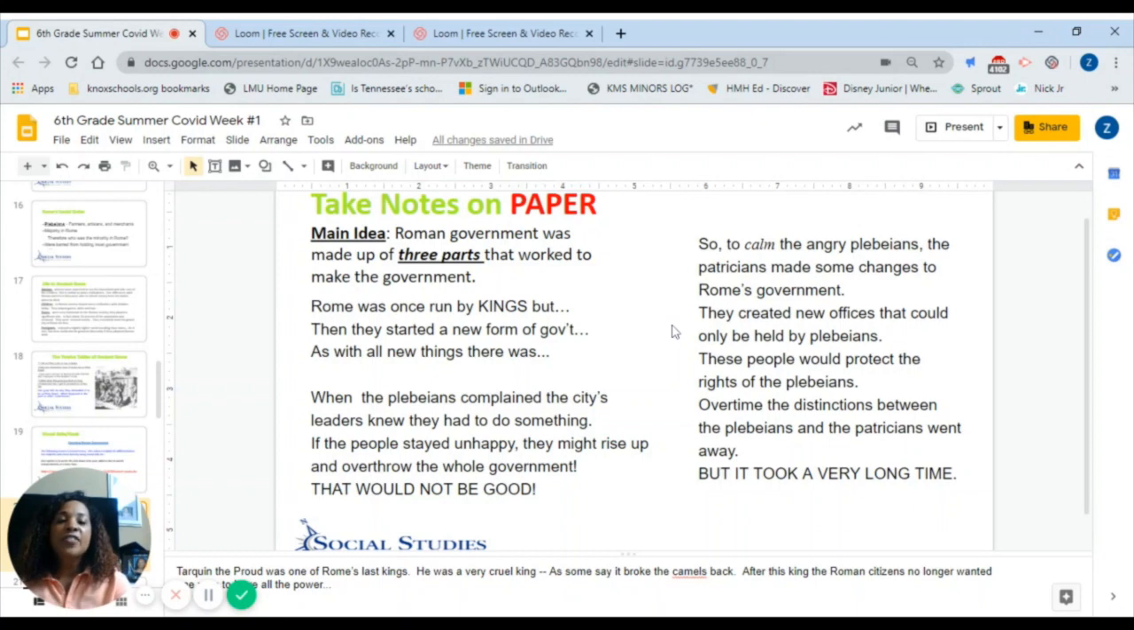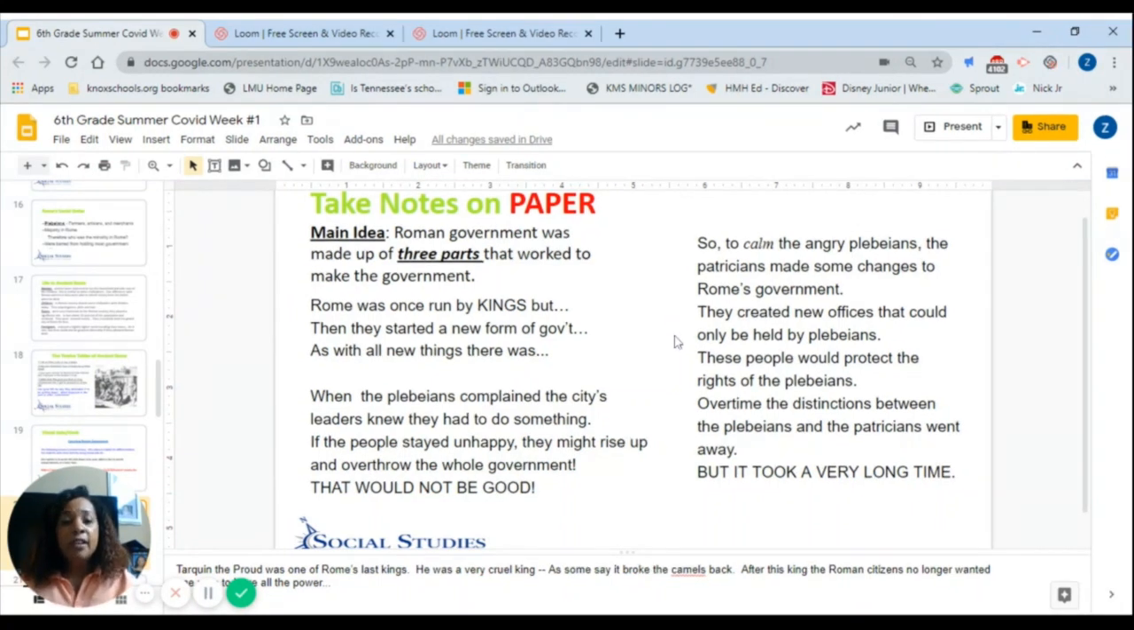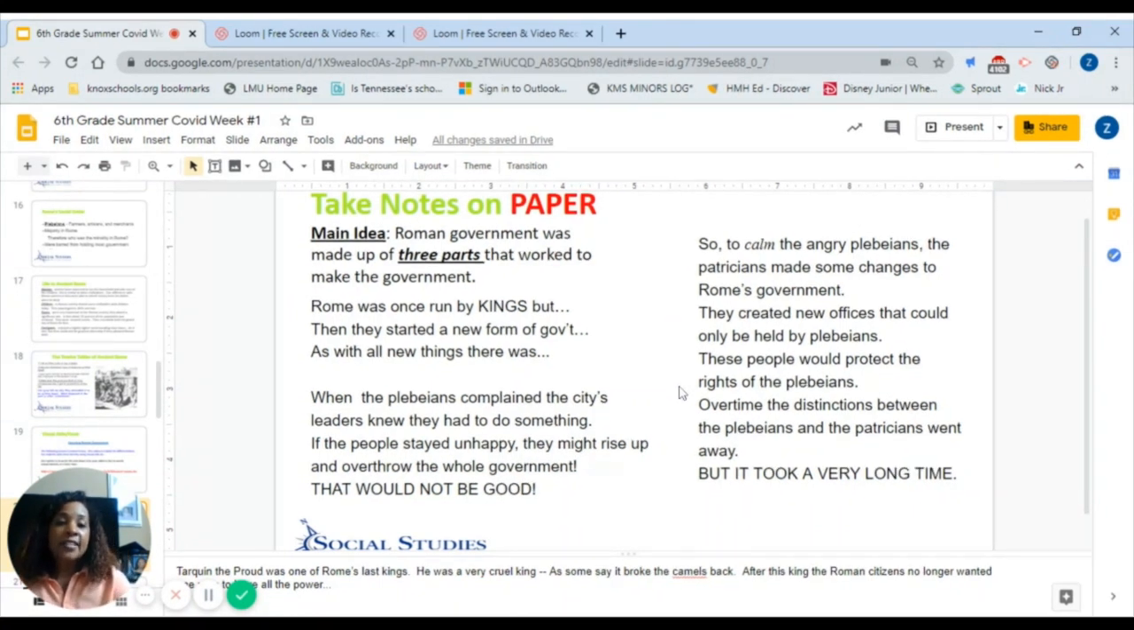They created new offices that could only be held by the plebeians. These people would protect the rights of the plebeians. Over time, the distinctions between the plebeians and patricians went away. But guys, it took a very long time.